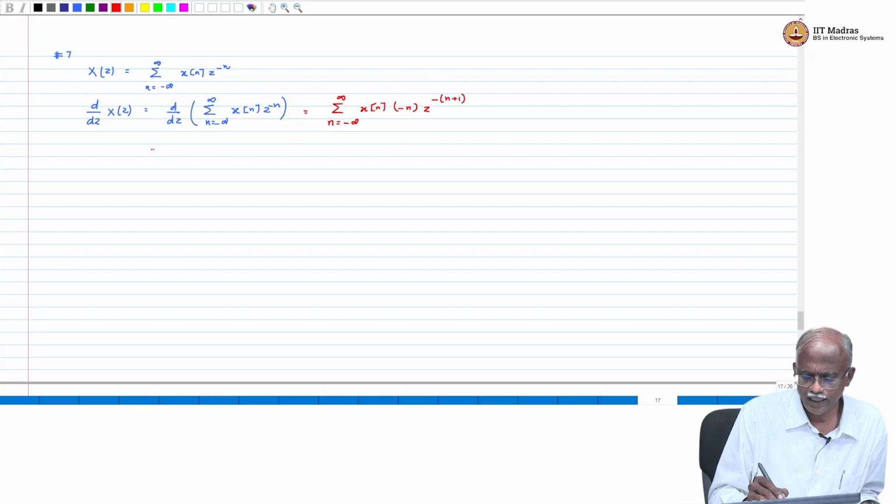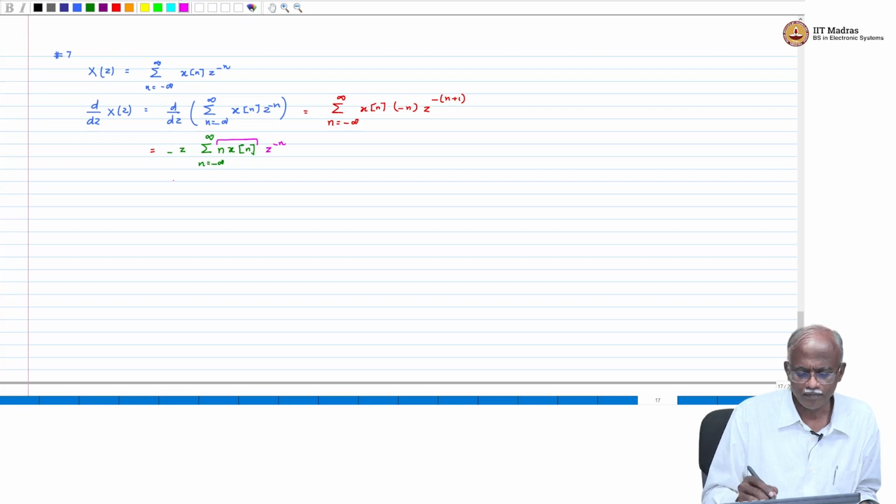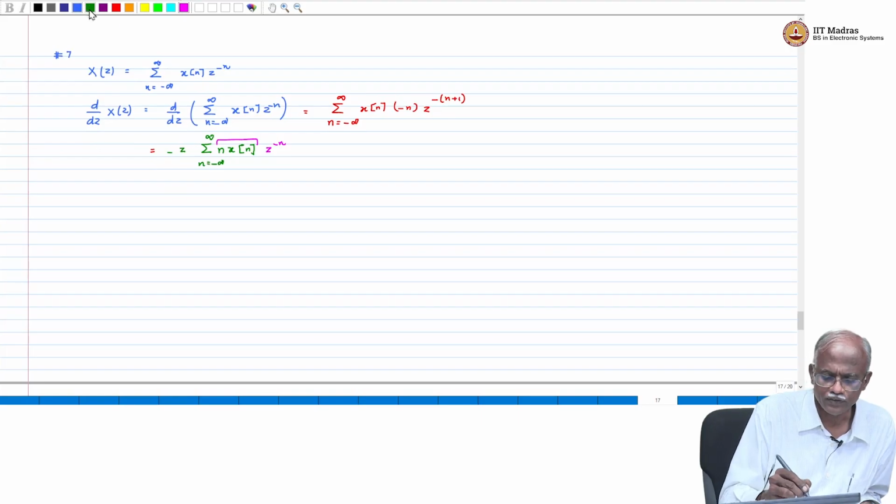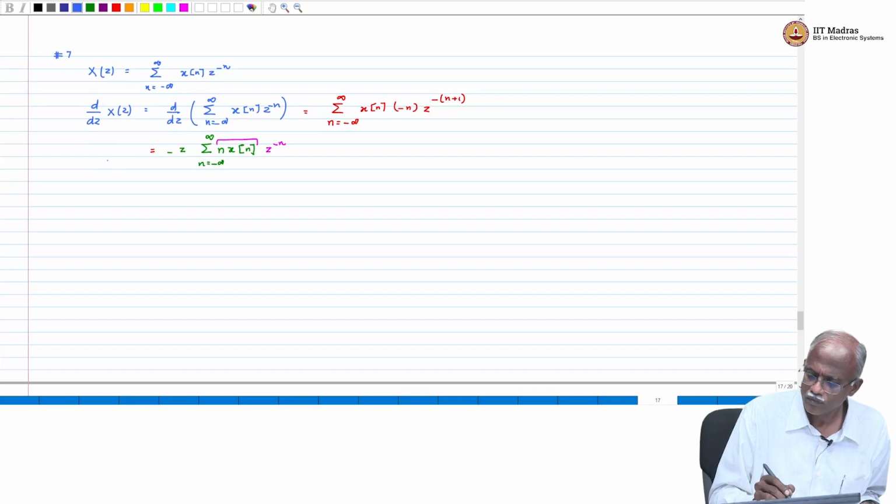Let me rewrite it a little bit. You get minus 1 over z times the summation n equal to minus infinity to infinity of x of n times n, which is the term that we are interested in, z power minus n. So this is d by dz of X of z, with a minus sign, minus 1 by z.